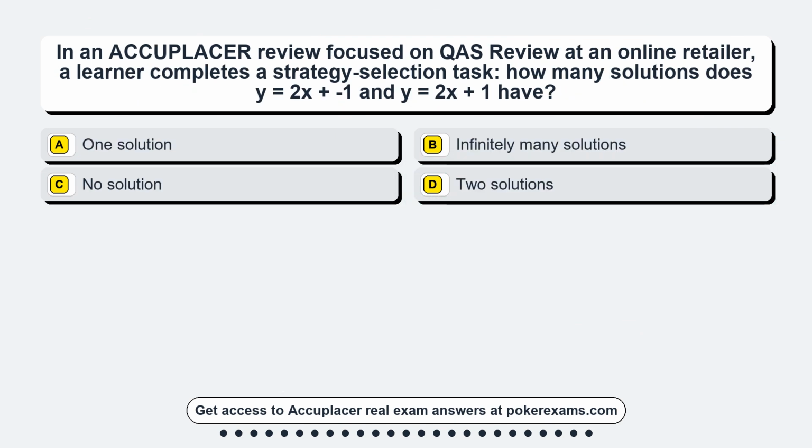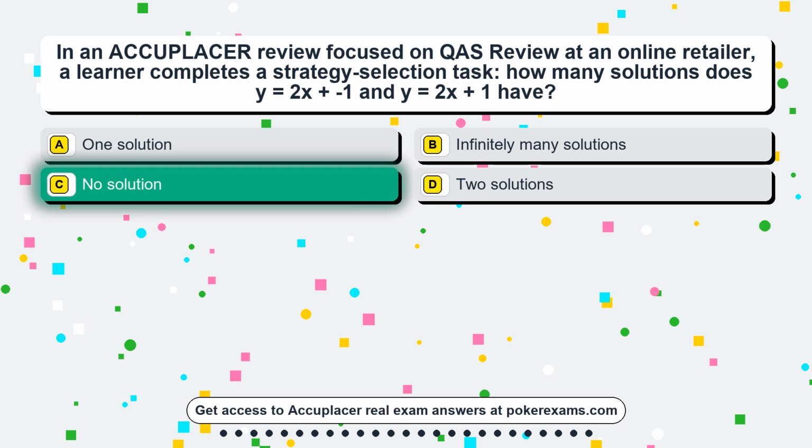Question 8. In an ACCUPLACER review focused on QAS review at an online retailer, a learner completes a strategy-selection task. How many solutions do y = 2x + -1 and y = 2x + 1 have? Option A, 1 solution. Option B, infinitely many solutions. Option C, no solution. Option D, 2 solutions. The correct answer is option C, no solution.